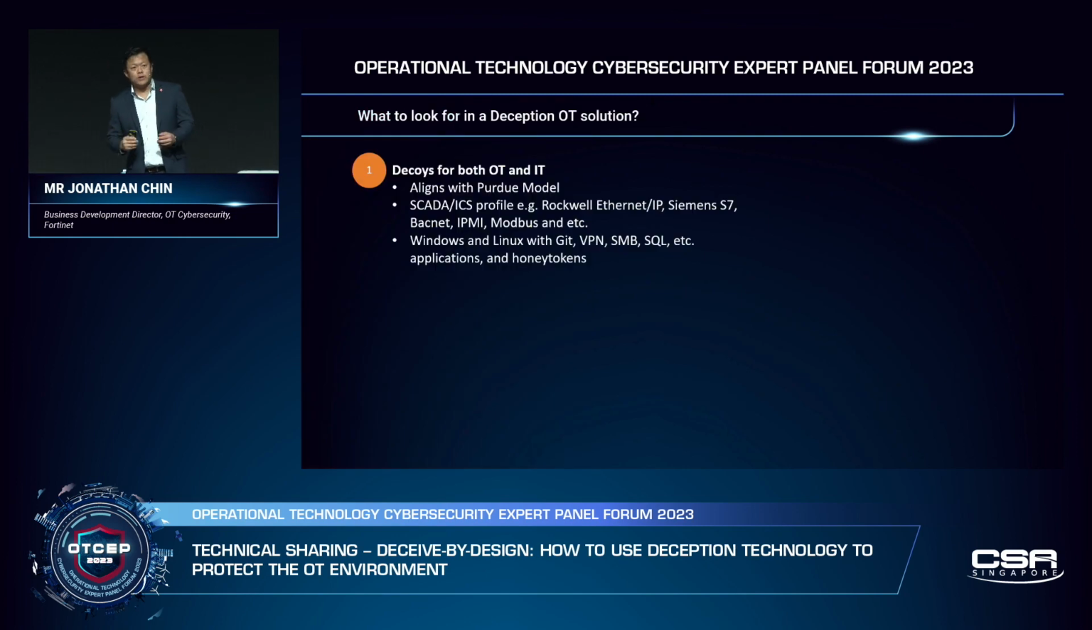So what do you want to look for when you are looking in the market for deception technology in OT? The first thing is you've got to have a system that provides decoys for both IT and OT, and aligns with the Purdue model at almost all levels. If you can do ICS SCADA profiles, that would be a must-have, like all the control vendors that are available in the market. And in an OT environment, you see a lot of IT equipment, so Windows, Linux, with JIT, VPN, applications, and honey tokens as well.